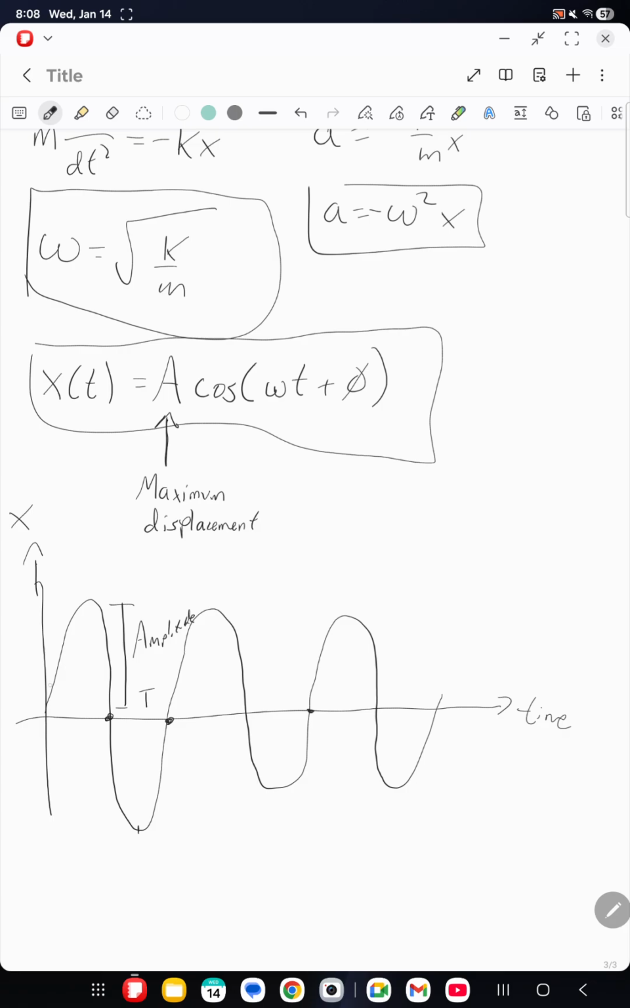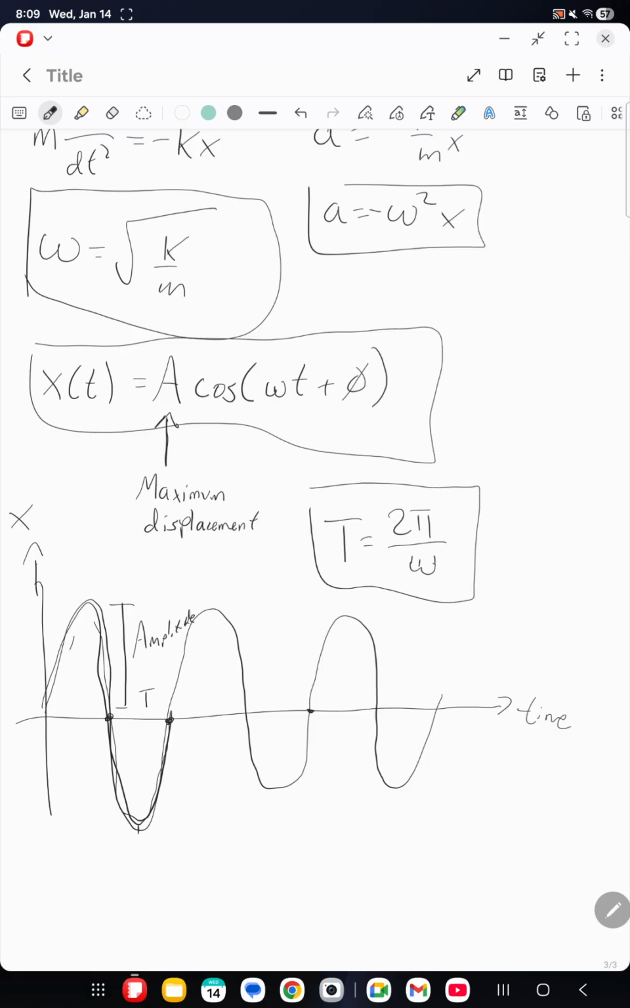And so maybe a cycle could be this, and this will take some time to complete a cycle, and so on and so forth. That would be the period of the system, and for the period we can have an equation, which will be 2 pi over the angular frequency.